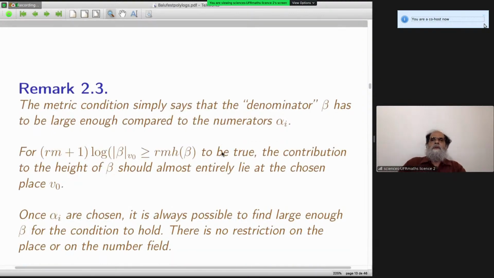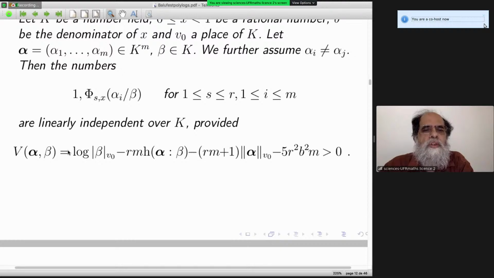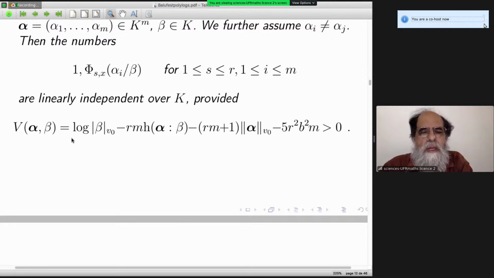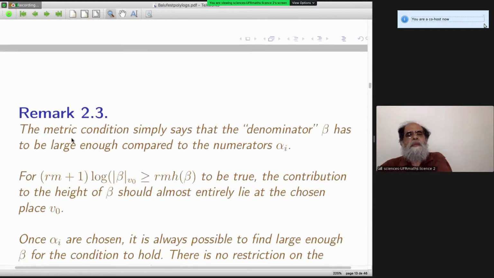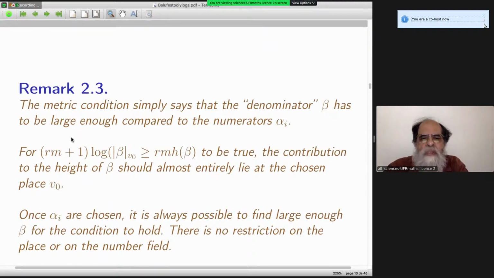So the metric condition tells us that the denominator needs to be large enough compared to the numerator. So I see I have a misprint there because I should have put Rm plus 1 here. Excuse me, because otherwise this would be always negative because you have the height of beta against the absolute value of beta. So I forgot an Rm plus 1 at this place. It has been corrected here. So for this to be true, the height should be really concentrated at the place V0 that you are considering, right? And otherwise it cannot work.